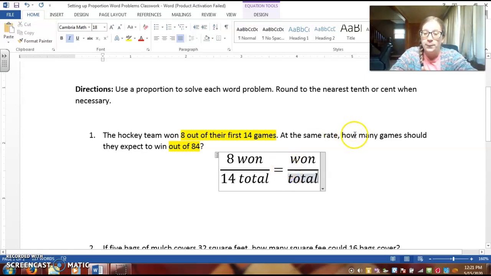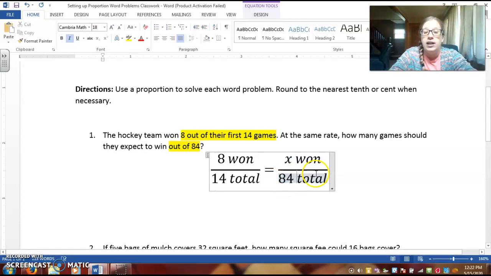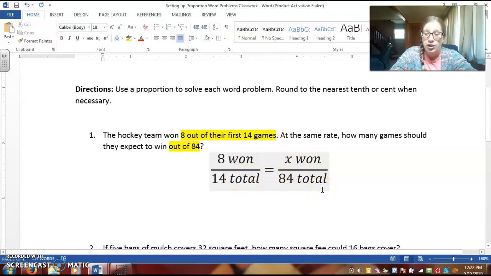So if we keep reading, it says how many games should they expect to win out of 84? So we need to think about this 84. The 84 is representing the total number of games they've played. If it says how many games should they expect to win, we don't know how many they've won, so we're going to put an X to show we have no idea. But we do know that they have 84 games in total. When I look at this proportion, I see that we have matching units on top and on bottom of our fractions. So we can say that this is an equal proportion.